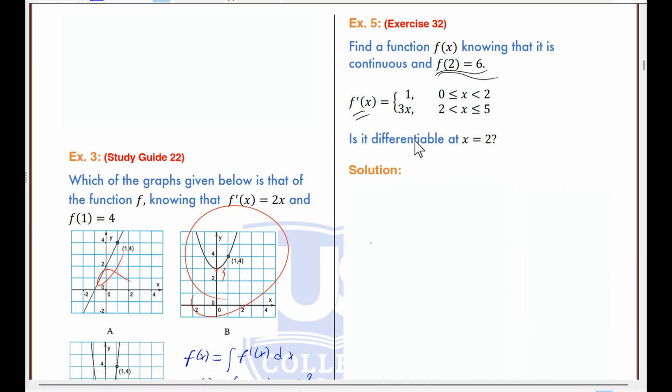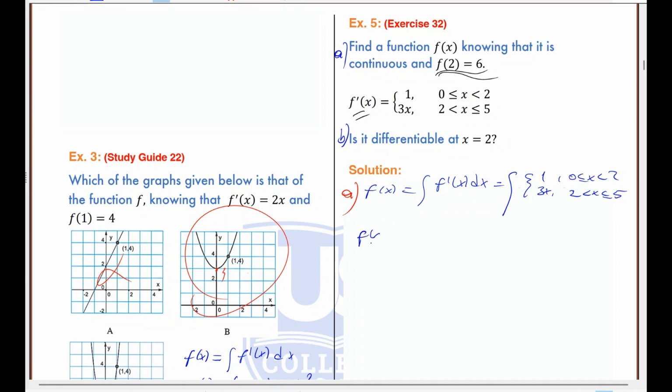So steps are still the same. This is the second part. Let me say this is A, this is B. So part A. Okay, we are looking for f of x. We will find that by taking the integral of f prime of x. Okay, f prime is given as a piecewise function, 1 and 3x, with 2 less than x less than 5. Now let's take the integral of each part.